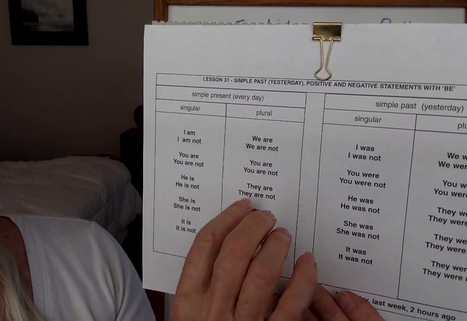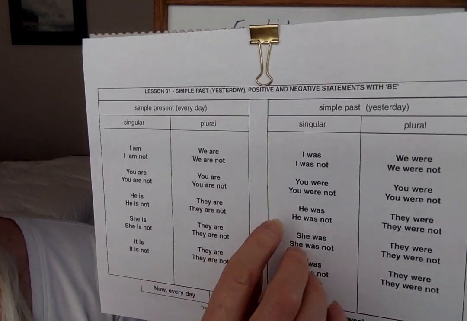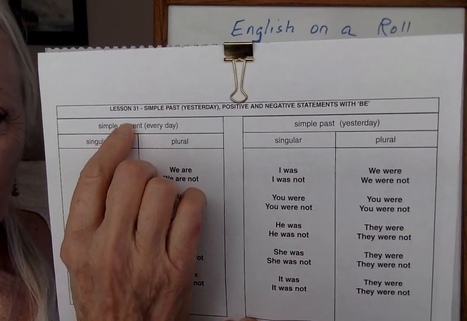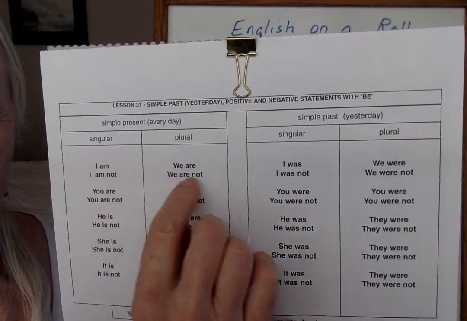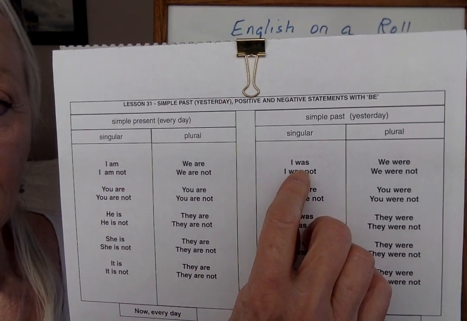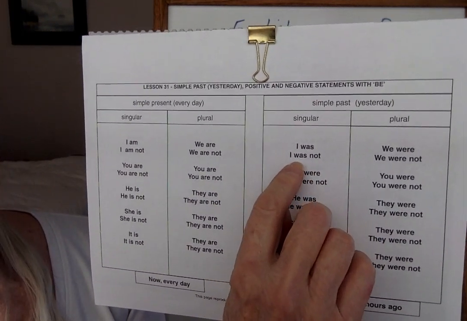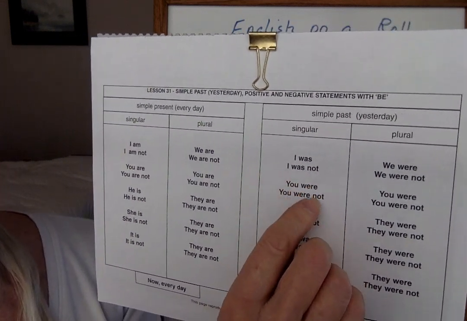And they are, for he, she, and it, plural is they. Remember that. Now, let's look at this. Remember, here is presente, this is pasado. Here we have I am. Here we have I was, or I was not. There's your negative.